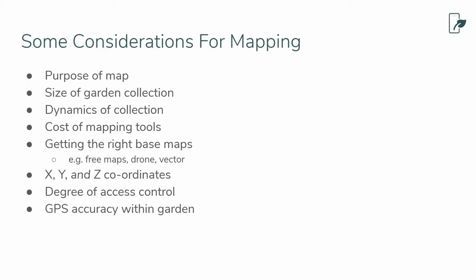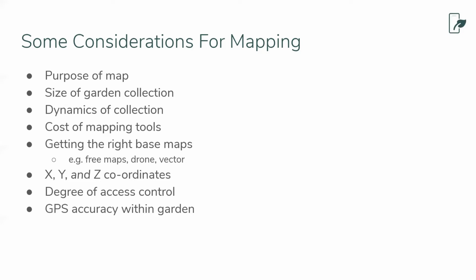And finally, the accuracy of GPS within a garden. So we know gardens all around the world have different degrees of accuracy levels in terms of being able to map your locations with precision. So that's also a very important consideration when you're thinking about mapping your collections.